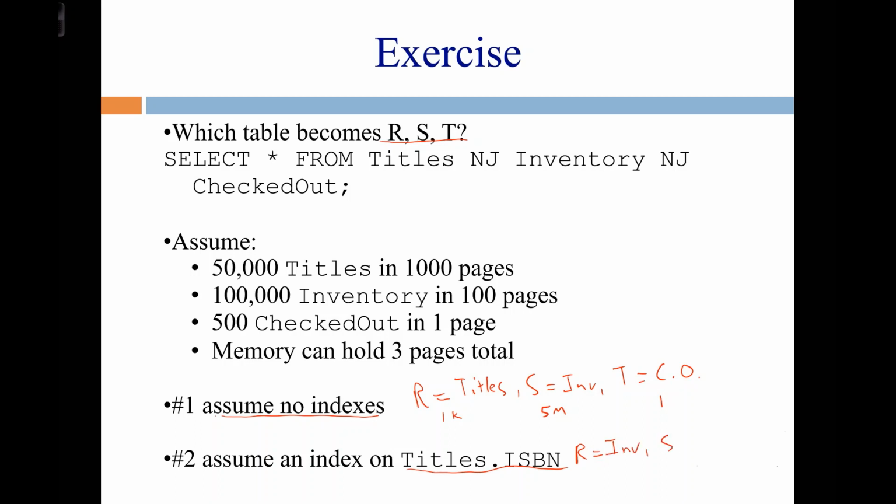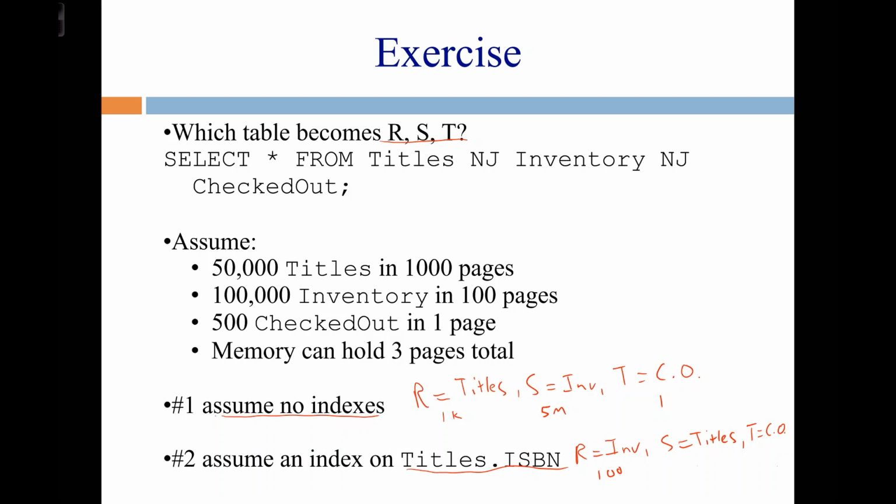S and T, we could make either one of them be, the choice here doesn't matter too much. So let's just say S is the one with the index. So we'll do titles. And T is checked out. And what we're going to end up with now is we will have to load every page out of R, because that's the one we're just iterating over once in the outside loop. So we'll load 100 pages for inventory. For each of those, we will do an index lookup into titles.